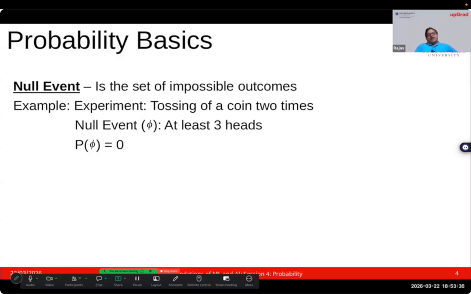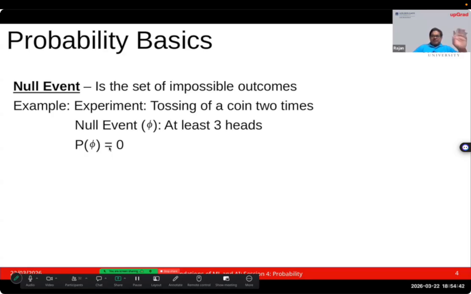We define some very special events. One event is called a null event. A null event is a set of all impossible outcomes. I toss a coin 2 times and I expect at least 3 heads. That's not possible. That's a null event. When heads and tails are the only possible outcomes, I expect at least 1 flower, 1 rose. Not possible, right? Because heads and tails are the only possible outcomes. So null events are those events which have 0 members. Therefore, the size of the null event is 0. Therefore, the probability associated with the null event is 0, because the numerator is 0 and the denominator is finite.